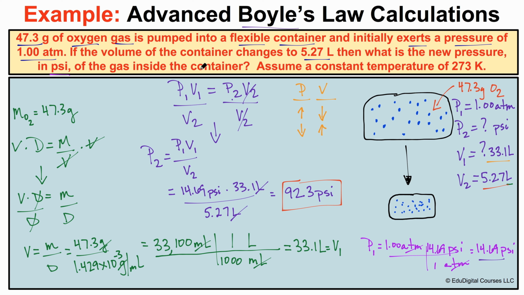All right, so that is going to be an advanced Boyle's law calculation. And keep in mind that Boyle's law states that the pressure and volume of a gas are inversely proportional. If we took a look here, the volume of our container was decreasing, therefore the pressure inside of it increased from 14.69 psi to 92.3 psi.